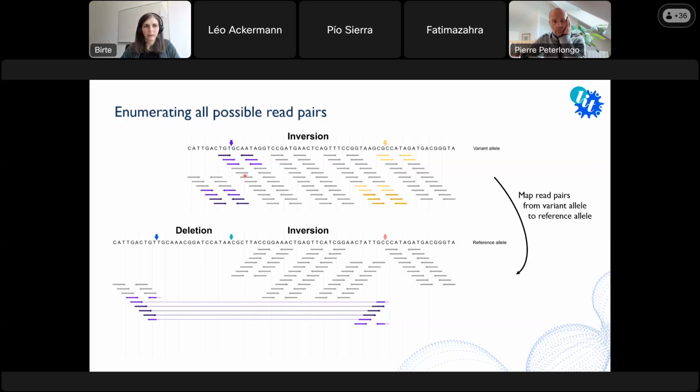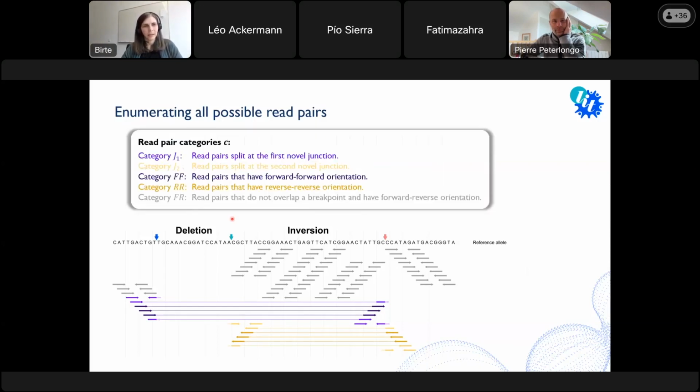So for the left novel junction here, it will be reads in forward orientation, and for the right novel junction, it will be read pairs in reverse orientation. And these are actually the read pairs we will observe from the variant allele when aligned to the reference allele, assuming alignment is perfect, which is of course an assumption only.